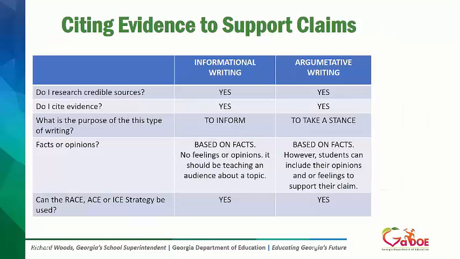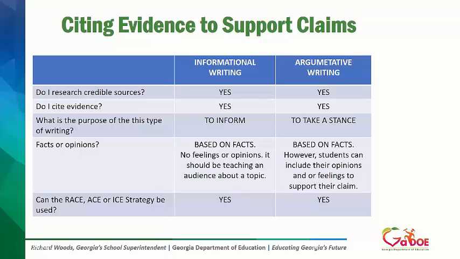Let me just review, because sometimes I had to ask my language arts teacher, okay, when do the kids cite evidence to support claims? When do we do that? Do I research credible sources in informational writing and argumentative writing? Yes, you always do. Do I cite evidence? You cite evidence for both of them. I always like to give this to the students too, so they know that if they're trying to inform someone, they have to find evidence, or if they want to do argumentative writing, they have to find evidence, and it has to come from credible sources.